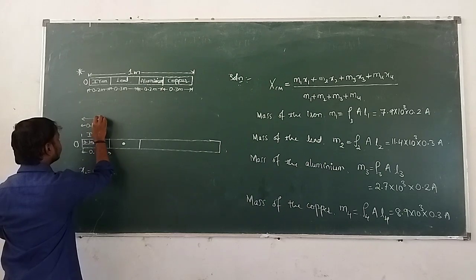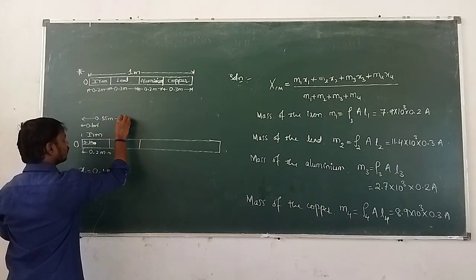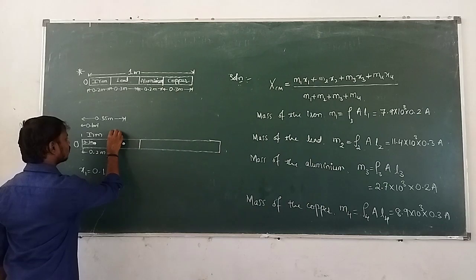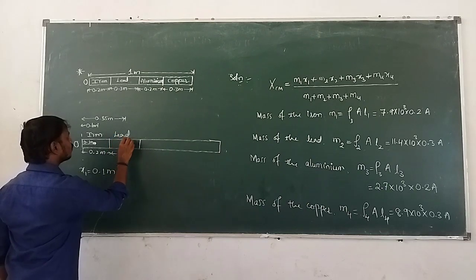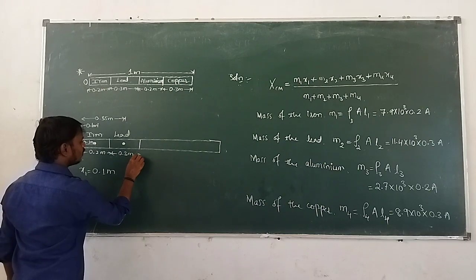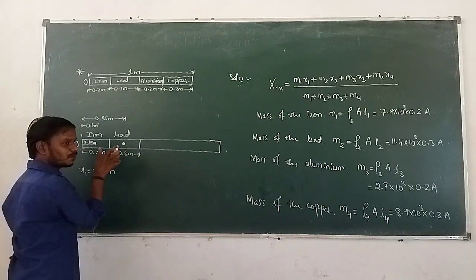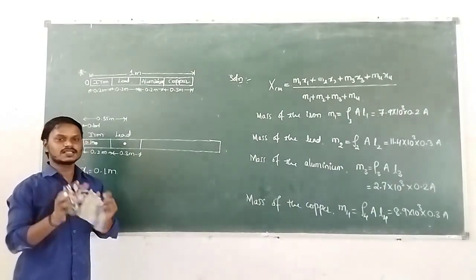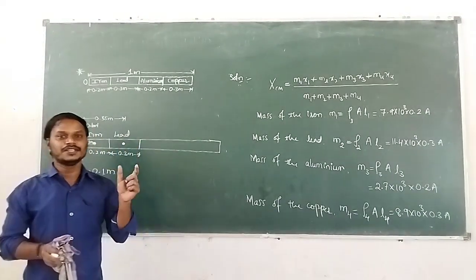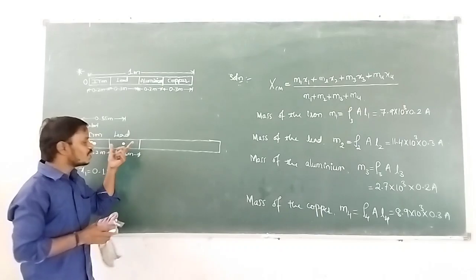x2 is how much? 0.35 meter. Then the length of the lead is how much? The length of the lead is 0.3. But its entire mass is located at the 0.15 meter. Because the entire mass can be exactly located at the midpoint of the uniform rod. Because the rod is uniform.